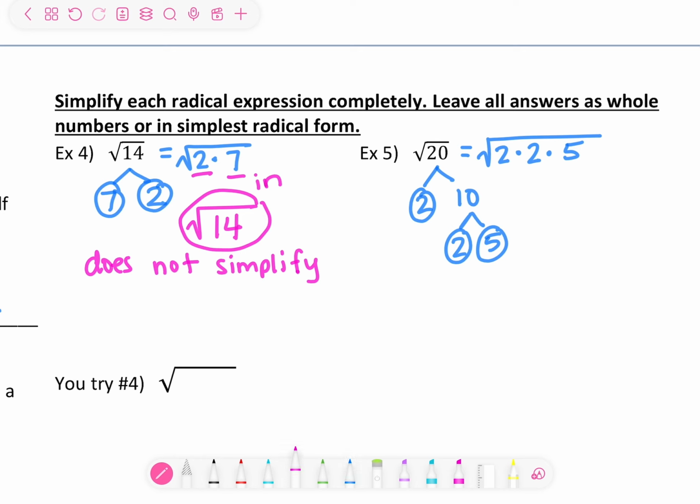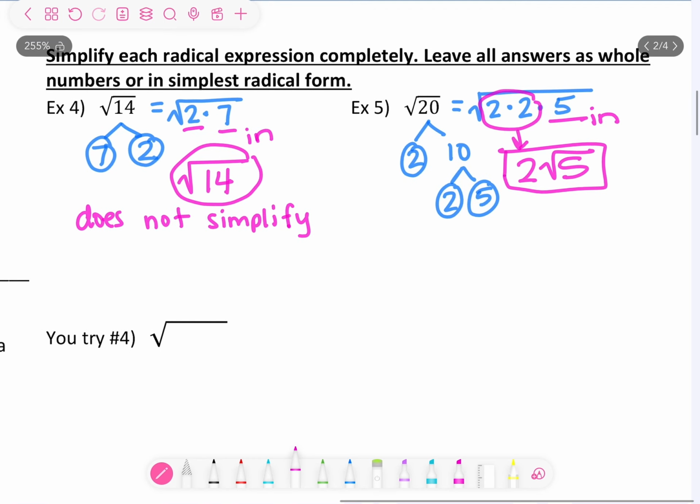Now, pair. I see a pair of 2s. Those have a square root. The square root answer is a singular whole number 2. This, however, 5, it's a prime that does not have a pair, so it does not have a square root. So that means it's going to be in our radical. So it's 2 times the square root of 5 is our answer there.